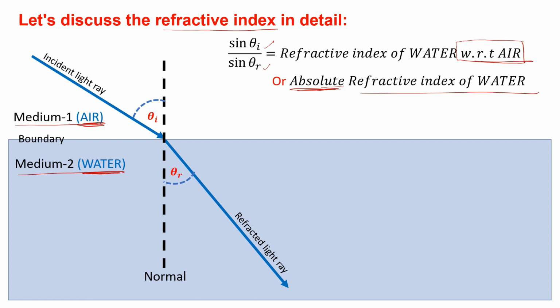Now one more example. Let's calculate. Some numbers are given here. Suppose the angle of incidence is 50 degree, angle of refraction is 35 degree. Let's calculate sine 50 by sine 35. So we have to keep our calculators in the degree mode. And let's calculate. So we got 1.33. What is this 1.33? It's a constant. So this constant, we are calling it as the refractive index of medium 2 with respect to medium 1. Or the best one is, this 1.33 is the refractive index of the water with respect to air. Or we can say simply the absolute refractive index of the water.